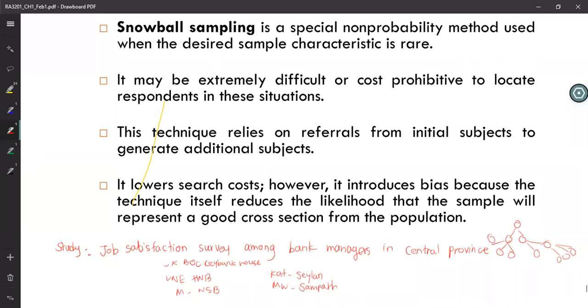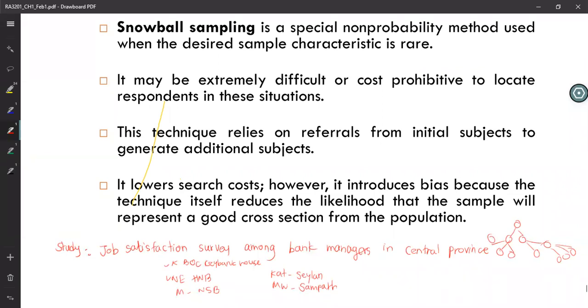You have this snow cluster and it's coming down, and while it's coming down, it will gather the other snow. At the end of the hill, this snowball becomes larger and larger, right? You start with a small snowball, but when it's rolling down, it gathers all the other snow around that ball, and the ball becomes bigger and bigger at the end. So that is why it's called snowball sampling.